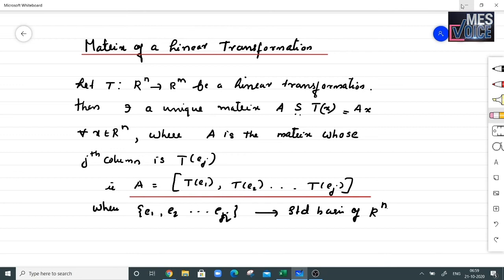A is equal to the matrix with columns T of E1, T of E2, etc., T of Ej. That is, this is the matrix whose jth column is T of Ej. Here E1, E2, etc., En is nothing but the standard basis of R raised to n. We know that R raised to n is a vector space and it is of dimension n. Therefore, the basis contains n elements. Here we take the standard basis E1, E2, etc., En.